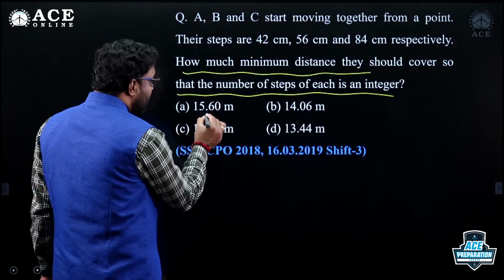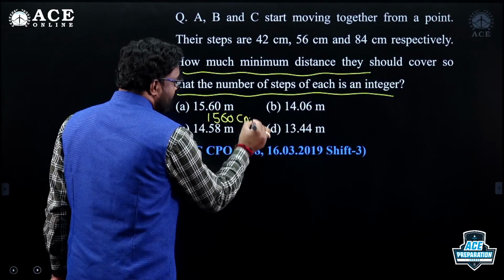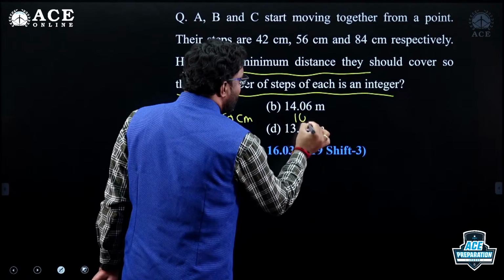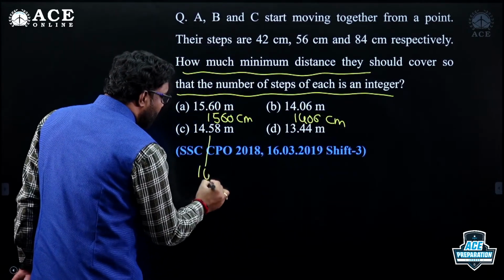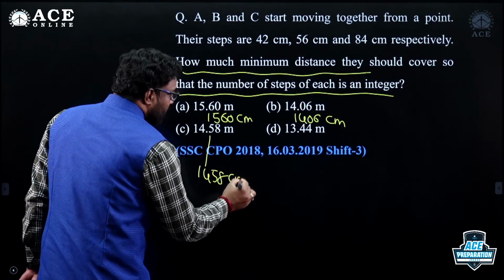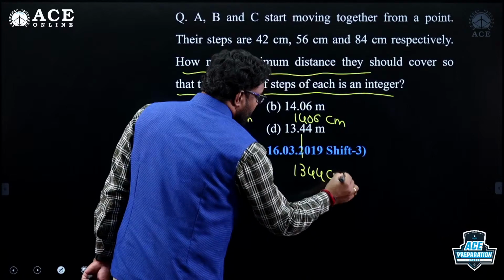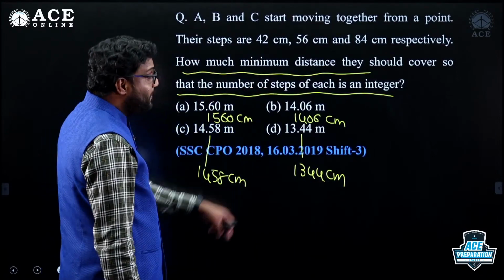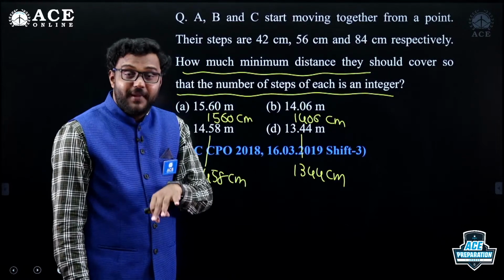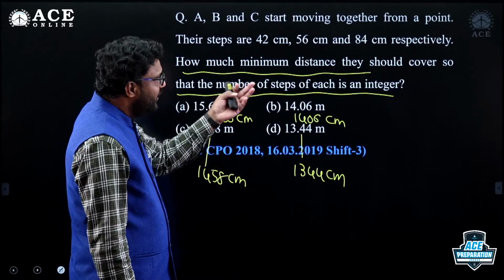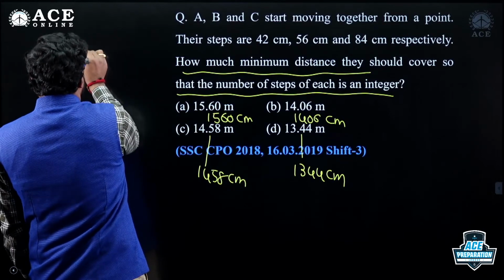I can convert this as 1560 centimeters. This is 1406 centimeters. This is 1458 centimeters. Right, multiplying by 100 to convert, so 1344 centimeters. Now we can understand, yes, the options are greater than the given numbers. We can apply LCM here. If you just go with LCM, my dear friends, 42, 56 and 84.